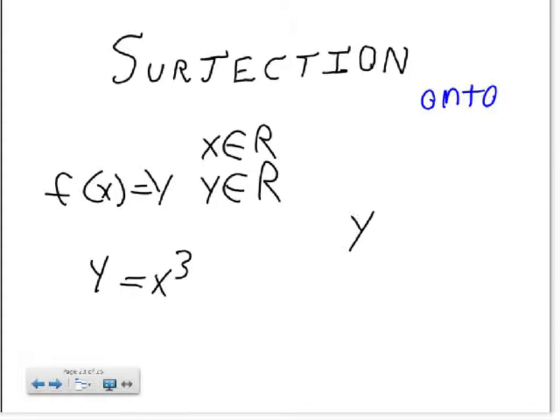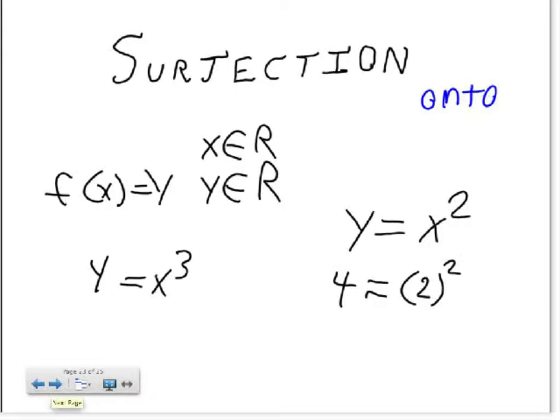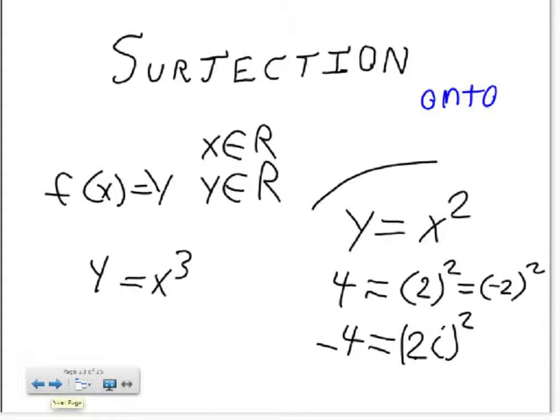Let's contrast that. Let's say that y was equal to x squared, right? Now that would not be surjective because, let's say in y, we want to find the value of 4. Now that could be either 2 squared or negative 2 squared. However, let's say we had negative 4. Now for negative 4, there is no real number that maps to that. The only thing you'd have is 2i squared, which is not real. So, as we can see, this function is not a surjection.